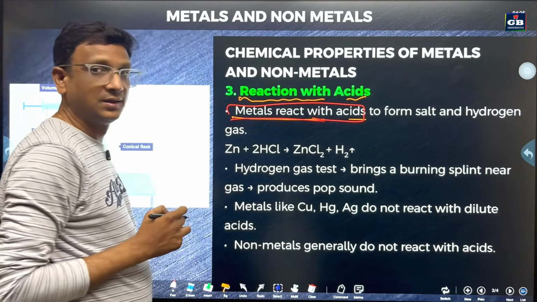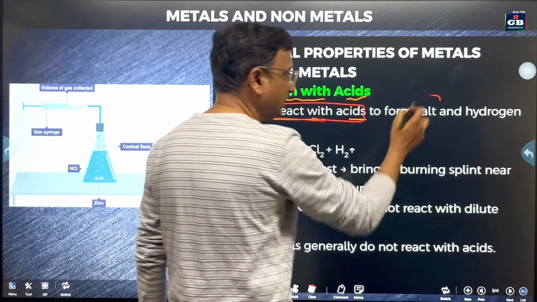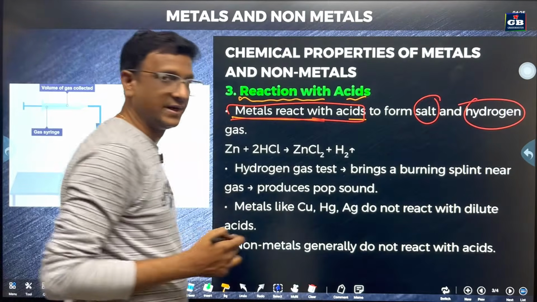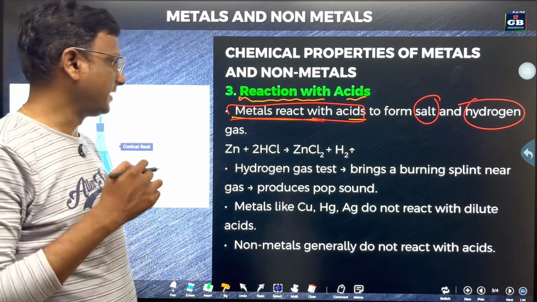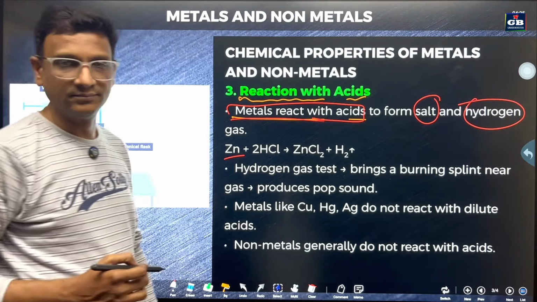Yeah. When they react, what do they form? They form two things, salt and hydrogen. Metals react with acids and form salt and hydrogen. Okay. Example, zinc is a metal.